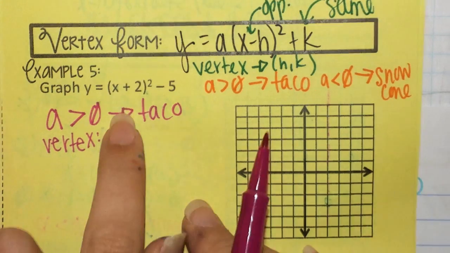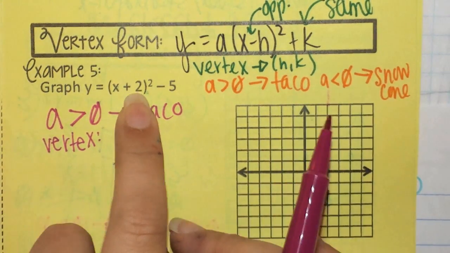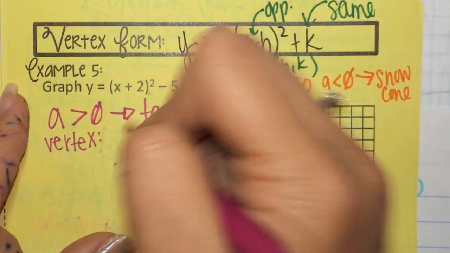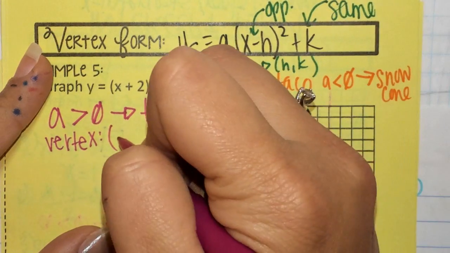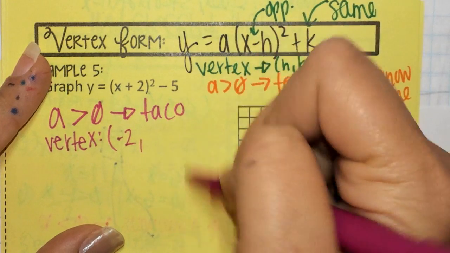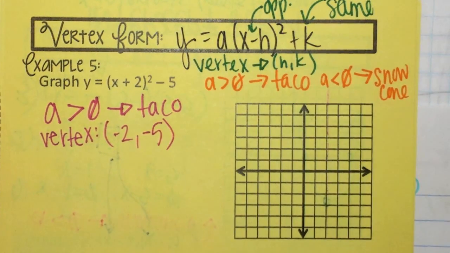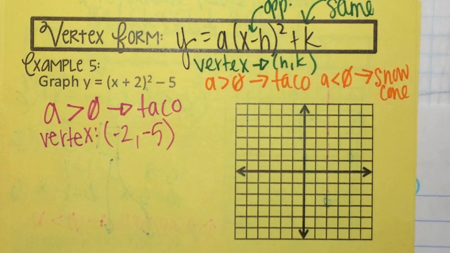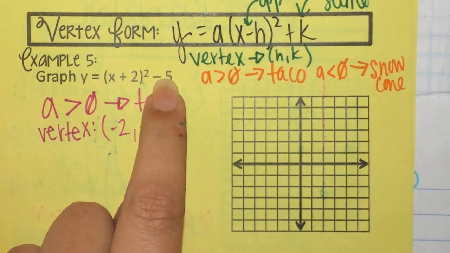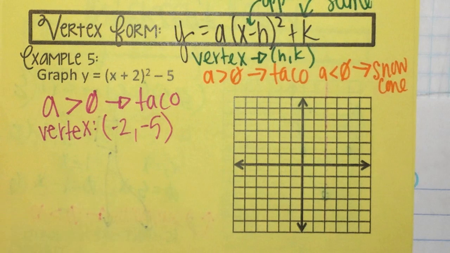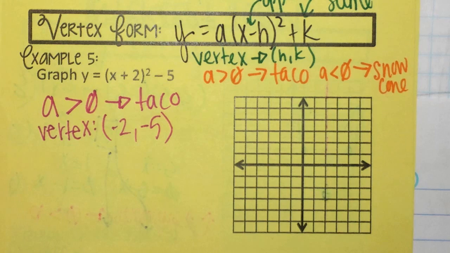Alright, so to find your vertex, you take the opposite of what's inside and the same thing as what's outside. So it's the opposite of positive 2, which is -2, and the same thing as what's on the outside, which is 5. That's all you do. You take the opposite of what's inside the parentheses. The opposite of positive 2 is -2. You take the same thing of what's right here. It's -5. The x and y go away because we're just graphing it.